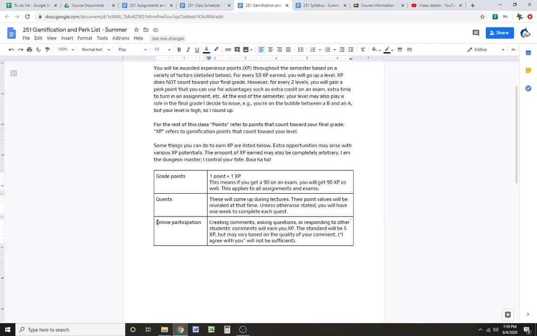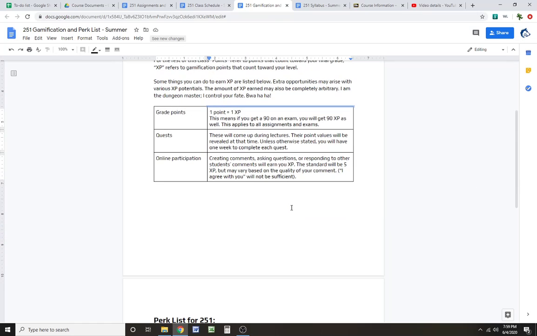You also get XP for online participation, so creating comments, asking questions, or responding to other students' comments will earn you XP. The standard I'll follow will be 5 XP per comment, but it may vary based on the quality of your comment. If you just say something like, I agree with you, I'm not going to give you XP for that. It needs to be a valuable comment. And if it's a really valuable one, I might give you more.